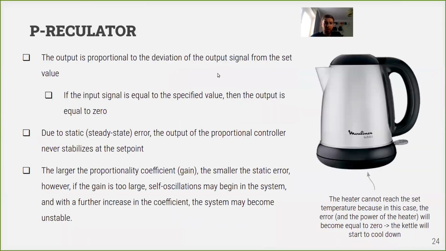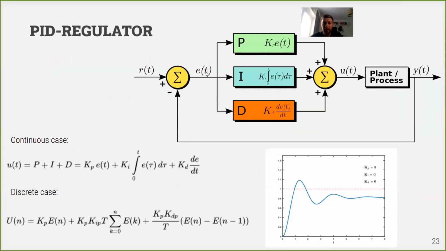The output is proportional to the deviation of the output signal from a set value, so to our control error. Of course, if the input signal is exactly equal to our set value, to our desired value, then the output is equal to 0. So if error E is equal to 0, because the desired and the real velocities are equal, the whole block will be equal to 0, because multiplying anything by 0 gives 0.